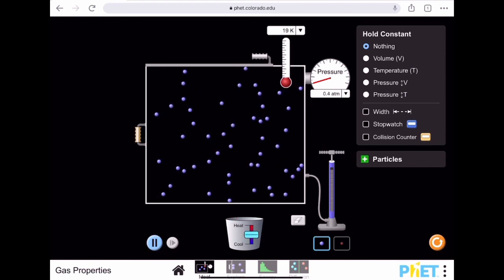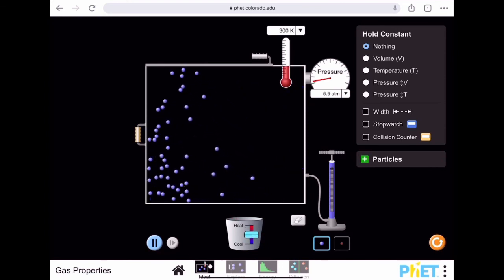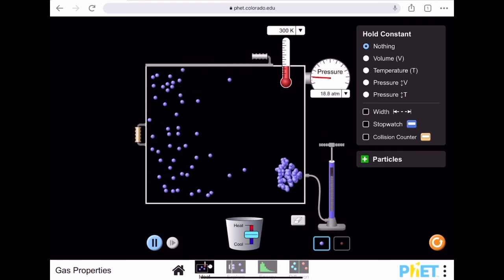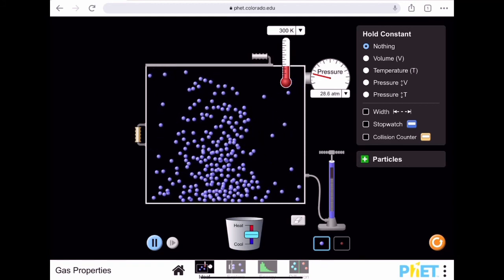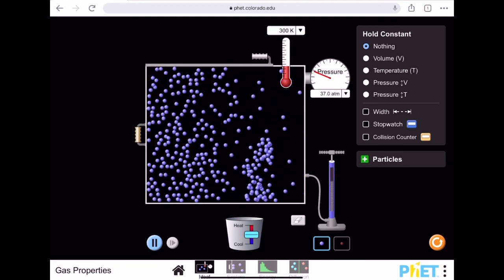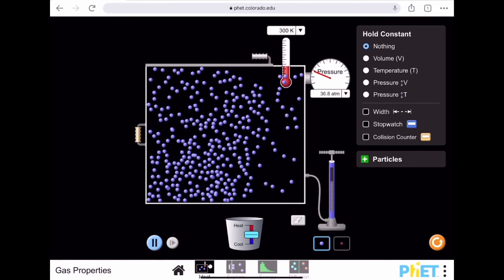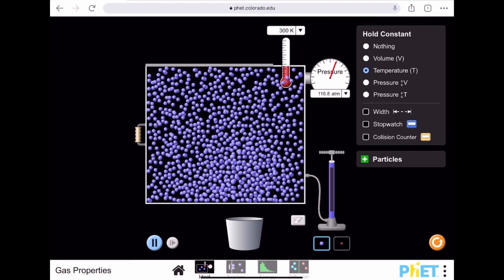Let's get it back up. There's another time that a gas is not going to be very ideal. Let's see what happens if we just put tons and tons of particles in here. Do you see how crowded the particles are getting? They're almost as crowded as a solid or a liquid. Gas particles at very high pressure are not going to behave ideally either.